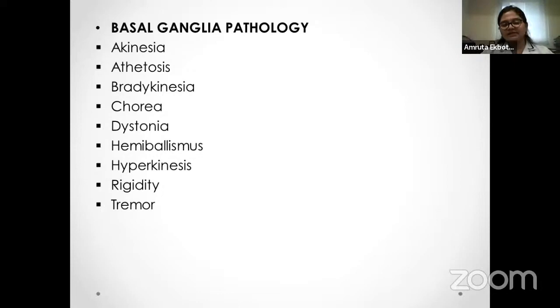Then hyperkinesis and rigidity. Rigidity is increased muscle tone in both groups of muscles, that is the agonist as well as the antagonist. And then tremor. In basal ganglia pathology, the tremor that is seen is a resting tremor. That is when the patient is not doing anything or not performing any movement, that is when the involuntary movement occurs. This is also a classical feature of Parkinson's disease.